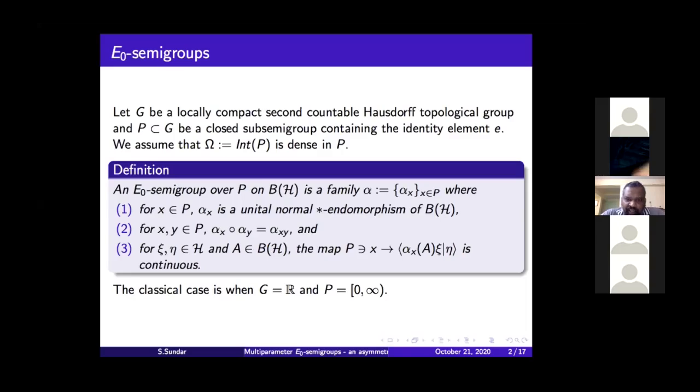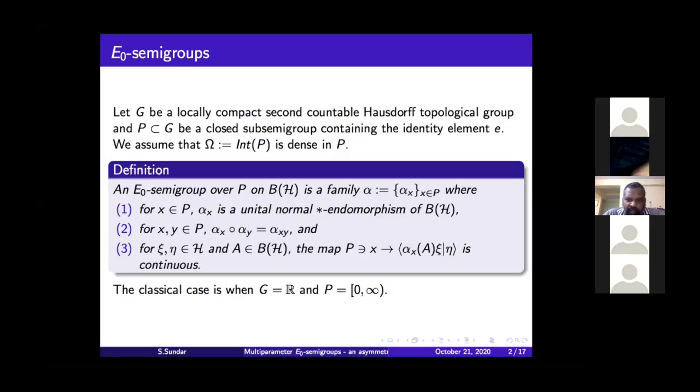The classical theory of E0 semigroups, due to Arveson, Powers, Tsirelson, Liebscher, and many others, is the case when G is R and P is the half-line [0, infinity). Okay?